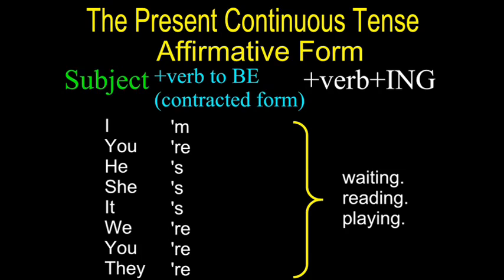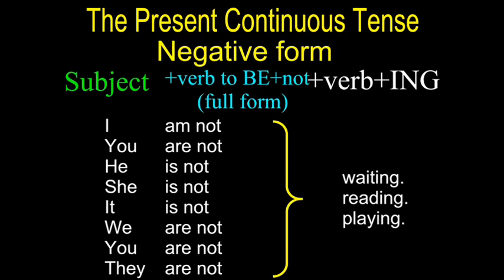The affirmative form of the present continuous tense can be used with the verb to be in its contracted form. The structure will be the subject plus the verb to be in its contracted form plus the verb with the ing. For example, I'm waiting. She is reading. They're playing. For the contracted form of the verb to be, you need to write an apostrophe.